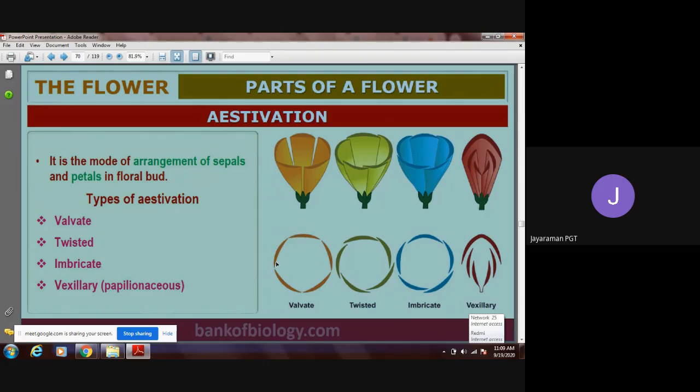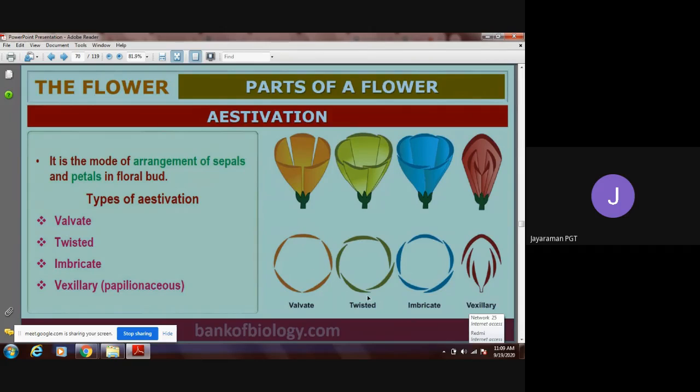This is the diagram of the corolla or petals in a floral diagram. You have to make it. In this one, they are touching each other, not overlapping. In this case, it is overlapping. You see the petals, two petals overlap. Here also it is overlapped, but here they don't overlap. They are just touching, with a small gap in there. Just touching is called valvate.